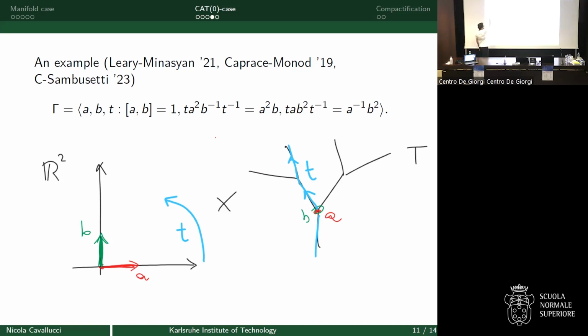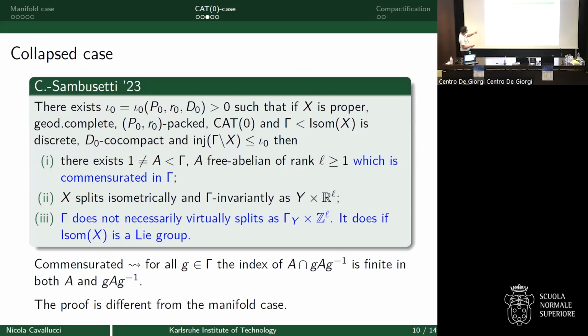Now, it's possible to prove that this group does not have normal subgroups and does not virtually split as Euclidean Z^2 times something else. But you can do the same construction by taking these translations of length smaller and smaller. And so you get something with injectivity radius going to 0. Okay, so this shows that here you cannot get normal, and here you cannot get the splitting.